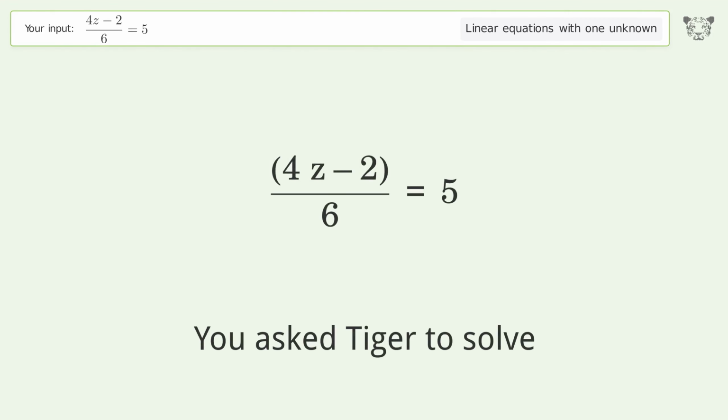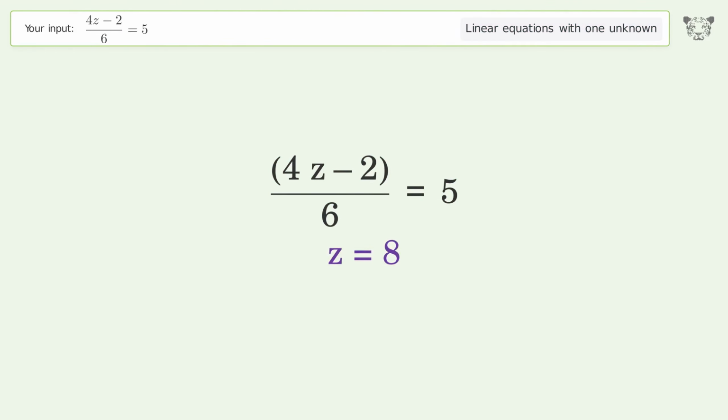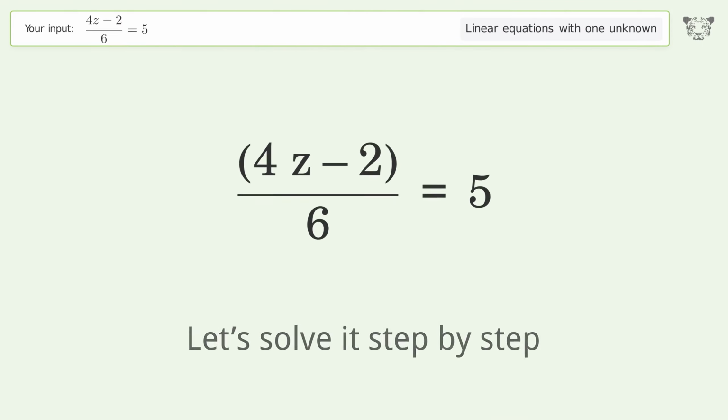You ask Tiger to solve. This deals with linear equations with one unknown. The final result is z equals 8. Let's solve it step by step.